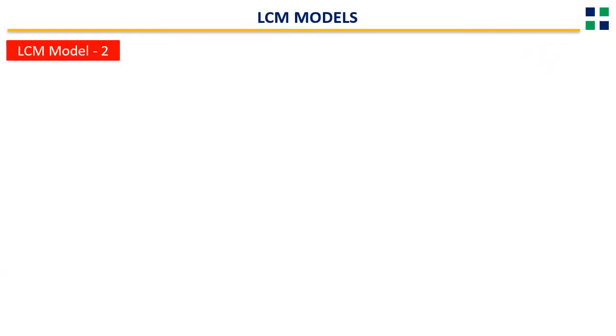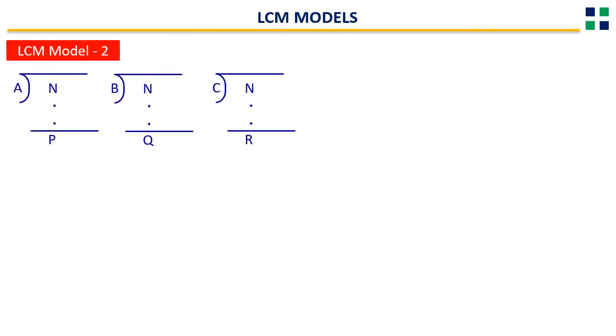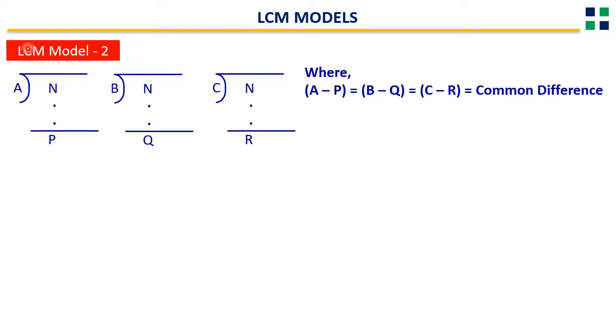LCM model 2. In this particular model, again I take the number n and I divide it by a, b or c, but here the remainders are not the same. This is the basic difference between the previous model and this model. In the previous model the remainders were the same, and here the remainders obtained are different. But in this case there is a common difference between divisor and remainder. The remainder may not be the same, but the difference between divisor and remainder is the same. That is, a minus p is the same as b minus q is the same as c minus r. That is called the common difference.